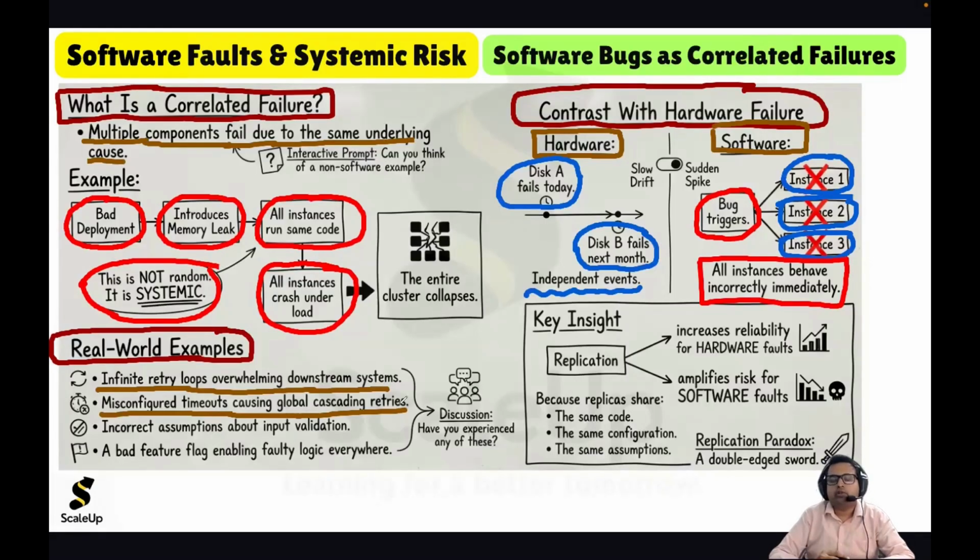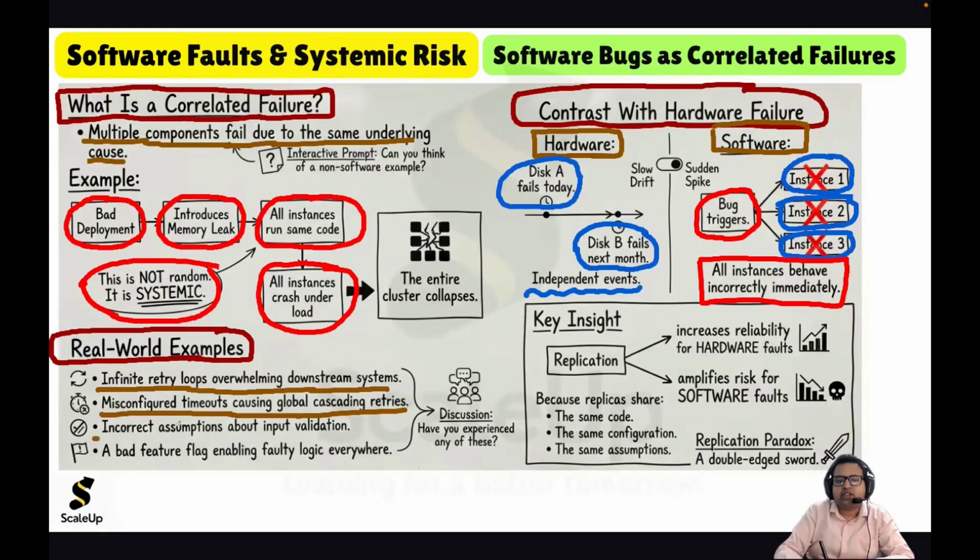And any other node which is dependent on this node which is retrying might also get stuck. So here the misconfigured timeout introduced a sort of a problem or a bug, and it migrated, because in a distributed environment, these nodes or these software components are dependent on each other. So if one component is facing an issue, that issue gets migrated to all the other components which are dependent on this component. So we call it global cascading retries.